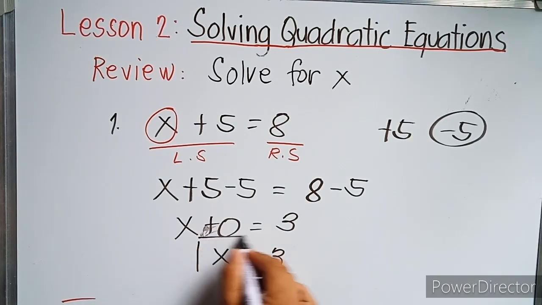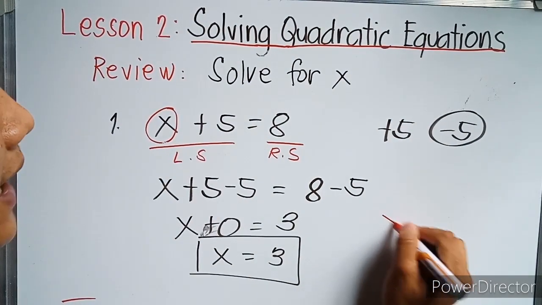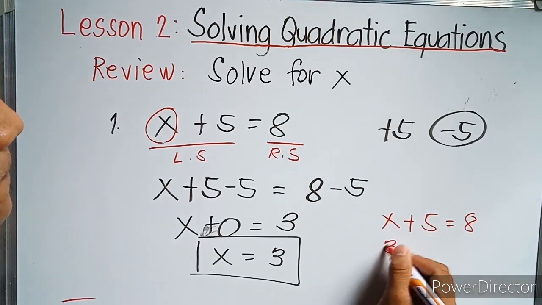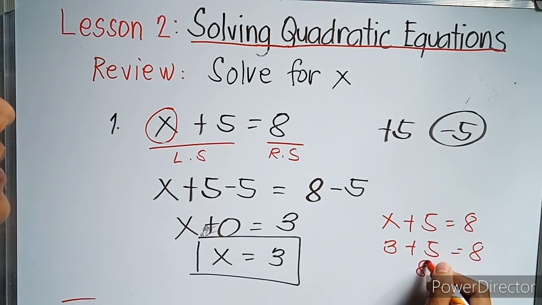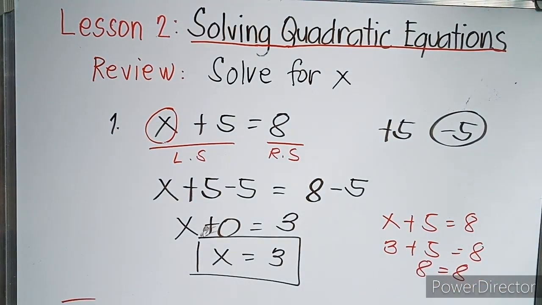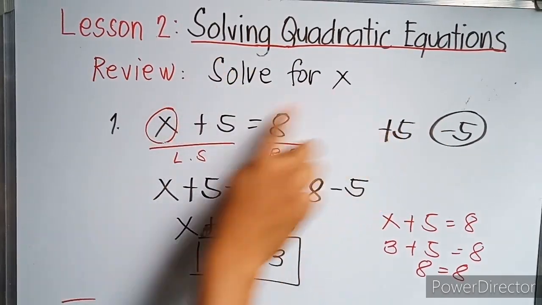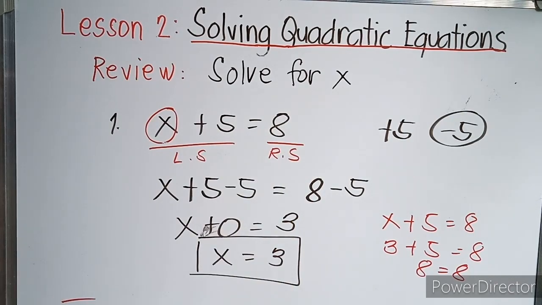So, as you can see, the value of x to satisfy the equation is 3. So, if our x is 3, so we will have x plus 5 equals 8. So, we have 3 plus 5 equals 8. So, 3 plus 5, 8 is equal to 8. So, ganyan din ang gagawin natin kapag quadratic equations. Kapag sinabing solving quadratic equations, we are trying to get the value of the unknown variable to satisfy our equation.